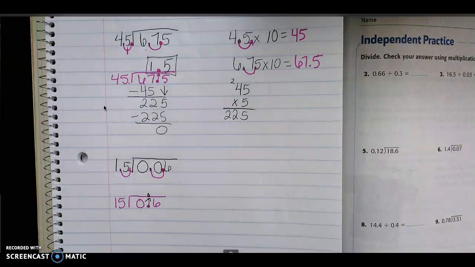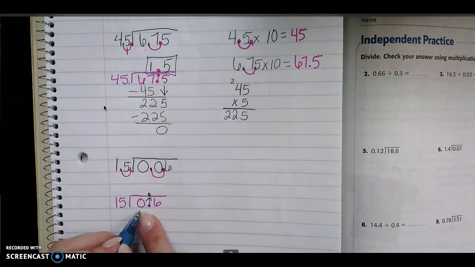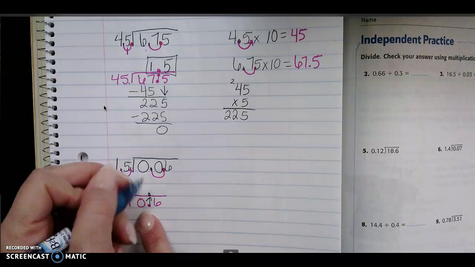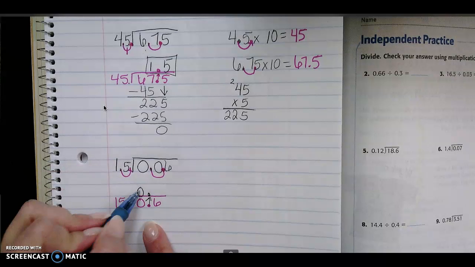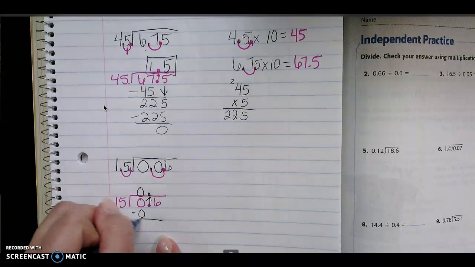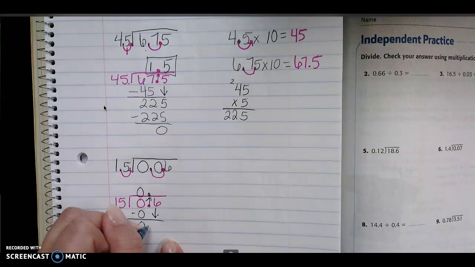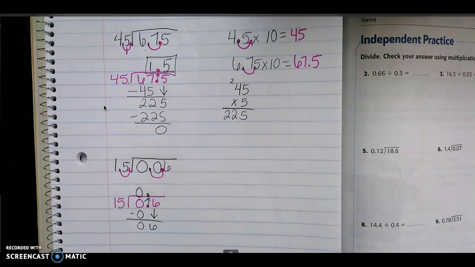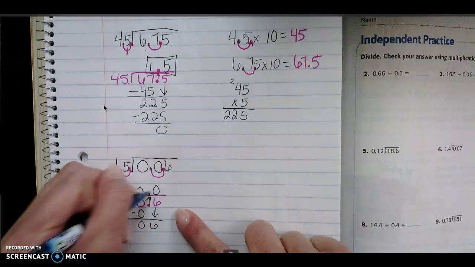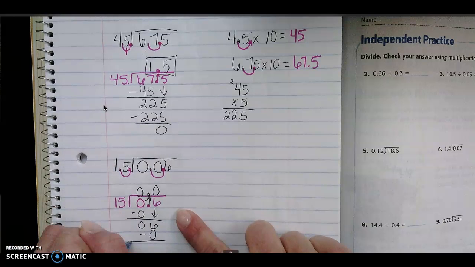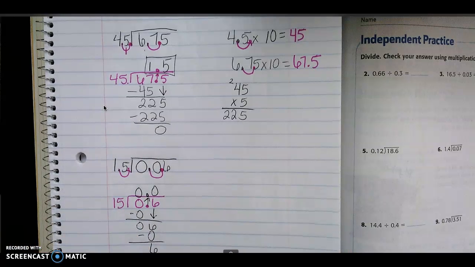And then I divide. How many times can 15 divide into 0? 0 times. Some people like to see 15 times 0 is 0 with the subtraction so that they keep their steps in order. Bring down my 6. How many times can 15 divide into 6? 0. 0 times 15 is 0. Subtract. I get my 6.